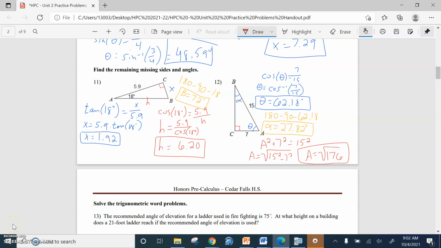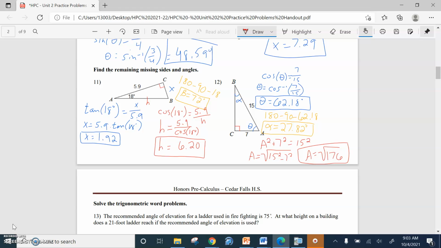Okay, this one I do promise will be short. I'm just doing 11-12 and I've already set it up. I even color coded this. So when we do these, it's saying find the remaining missing sides and angles. Another way of saying it, solve the triangle. So find all three sides, all three angles.